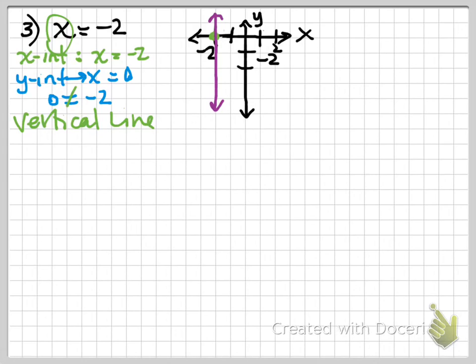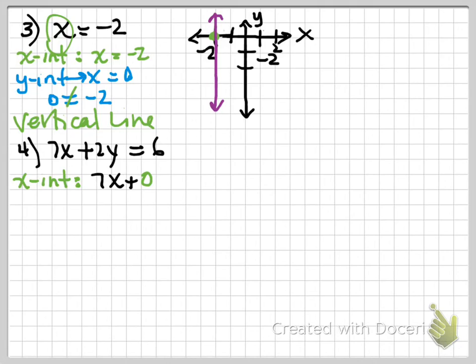All right, I want to do one more where we get fractions, just so you can see how you would graph a fraction. So we have 7x plus 2y equals 6. Let's start with our x-intercept. We have the 7x, y becomes 0, so we have plus 0, and that equals 6. So we divide both sides by 7, and we get x equals 6/7.